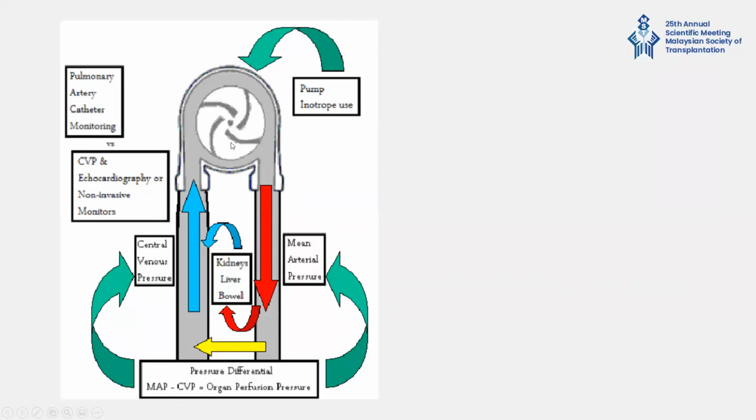So after the pumping is good, the blood vessel is good, MAP is great, and then CVP is low. Because of this pressure differential, MAP minus CVP, you can have organ perfusion pressure. So CVP must be low. Of course, if CVP is high, the gradient will not be there. Pressure differential will not be there. So organ perfusion will not occur.